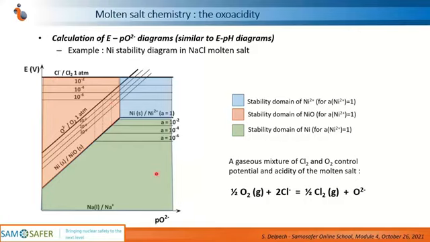The diagram of nickel was calculated, and we observe in green the stability domain of metallic nickel, in blue the domain of stability of nickel 2+, and here in red the stability domain of nickel oxide. We are limited here by the oxidation of chloride ions to chlorine gas, and here by the reduction of sodium plus to sodium metal, because we are in a sodium chloride molten salt.